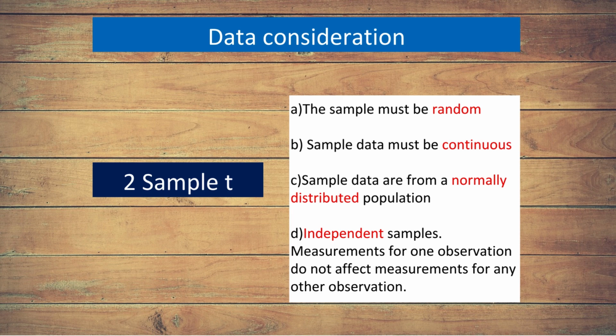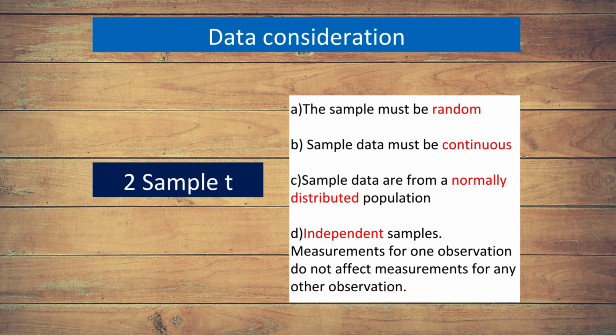The slide outlines the key data considerations for conducting a two-sample t-test. A. The sample must be random. B. Sample data must be continuous. C. Sample data are from a normally distributed population. D. Independent samples. Measurements for one observation do not affect measurements for any other observation. These requirements are important to ensure the validity and reliability of the statistical analysis.